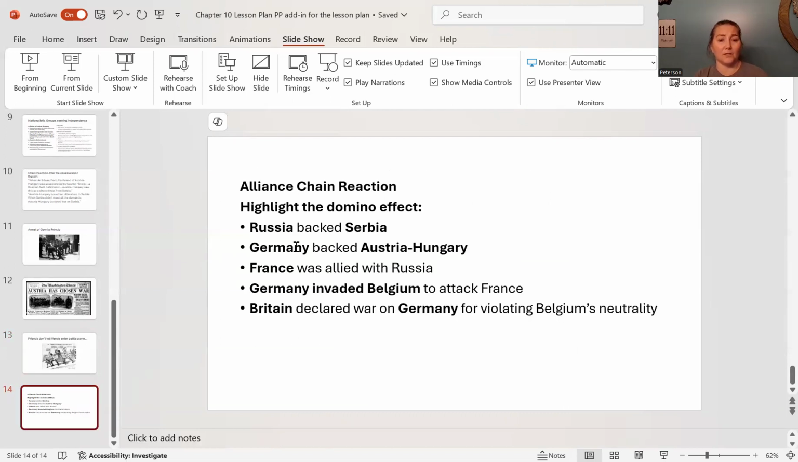It's a domino effect. Russia backed Serbia, Germany backed Austria-Hungary, France was allied with Russia. So France had to stand with Russia. Germany invaded Belgium to attack France. Britain declared war on Germany for violating Belgium's neutrality. Chain reaction. Everything is a chain reaction.